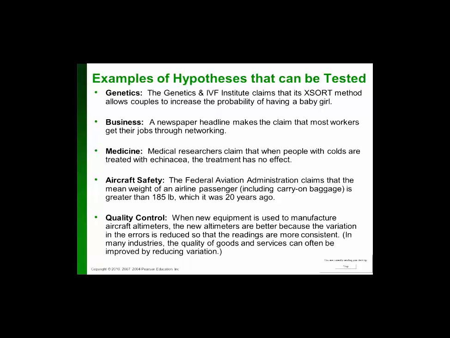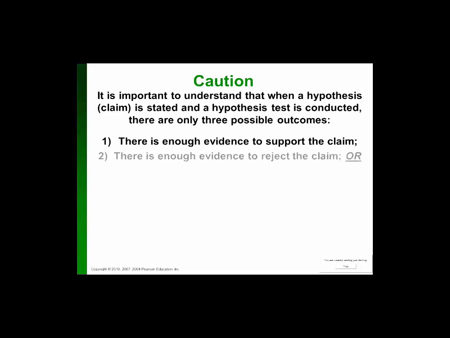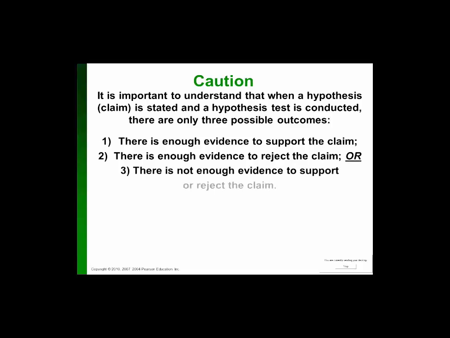It's important to understand that when a hypothesis, which is a claim, is stated and a hypothesis test is conducted, there are three possible outcomes. You can say there is enough evidence to support the claim, or you can say there is enough evidence to reject the claim, or sometimes you just have to say there's not enough evidence one way or the other. Not enough evidence to support or reject the claim. So our conclusion for each hypothesis test will begin, we support the claim, we reject the claim, or there's not enough evidence, but then we want to restate that in a way that it would make sense to a person who's not in a statistics class.